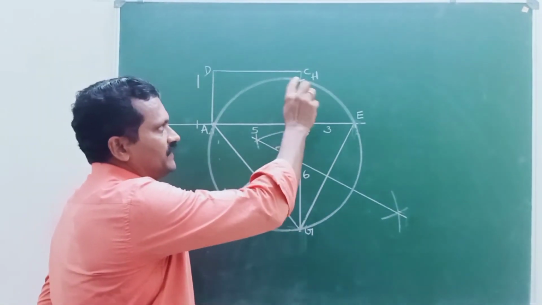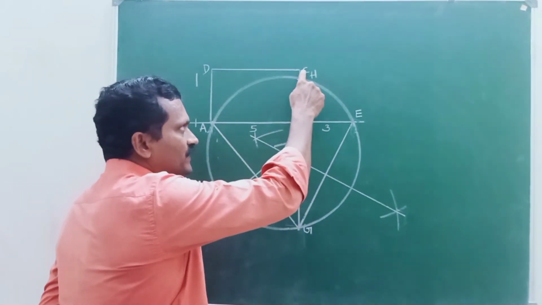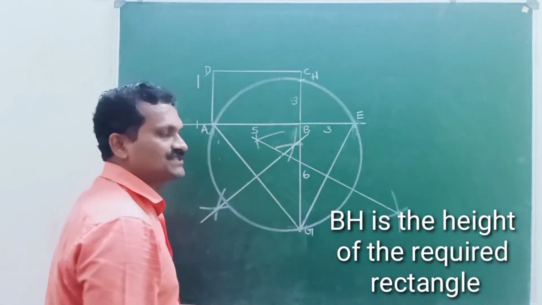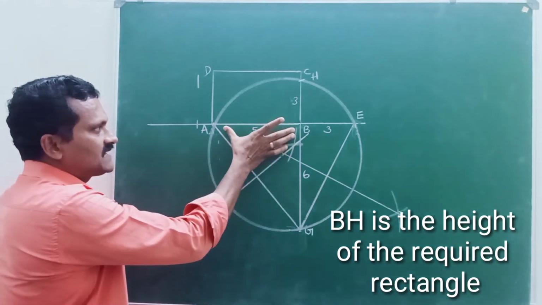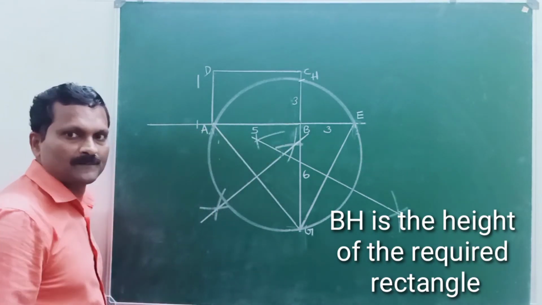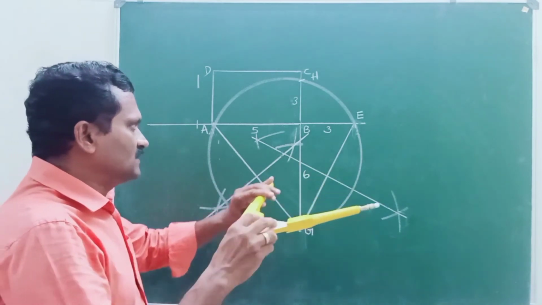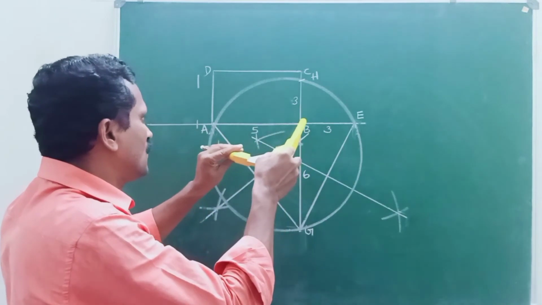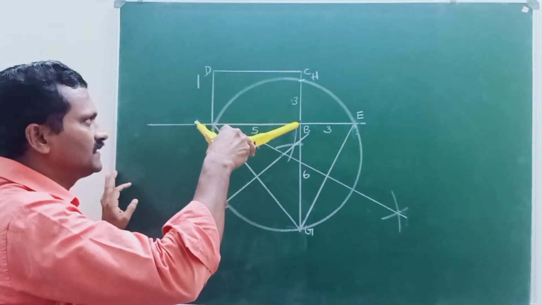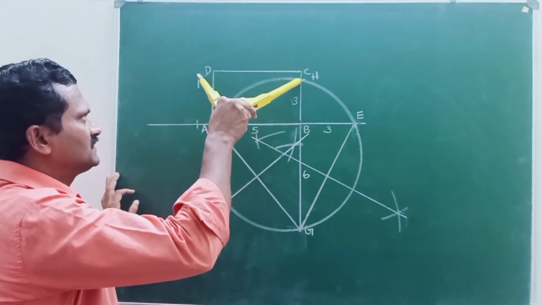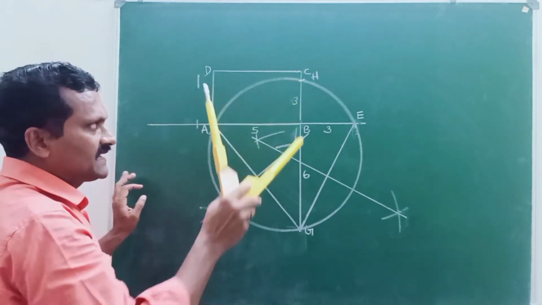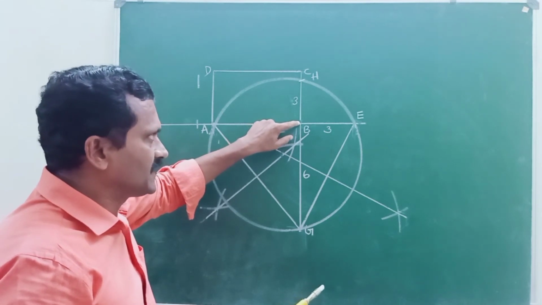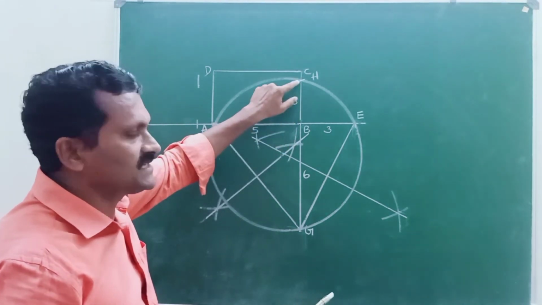Find the point of intersection of the circle with the width of the given rectangle, which is taken as H. Extend the side AB through A. Mark the width of the required rectangle, that is 6 cm, on the extended line. From H also mark the same distance. The second side, or height of the rectangle, is BH in the figure.